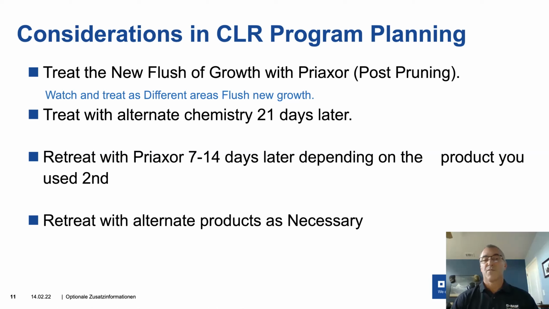So once you've done that, you need to move to alternate chemistry. And I'm going to tell you 21 days later. If something goes wrong and you're out at 28, it's not the end of the world, but I would try for 21 days later. What are you going to treat with? Well, most likely a copper product or oxidate or one of the biofungicides I mentioned earlier.